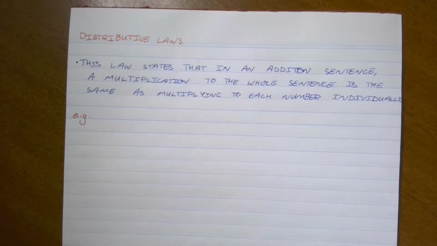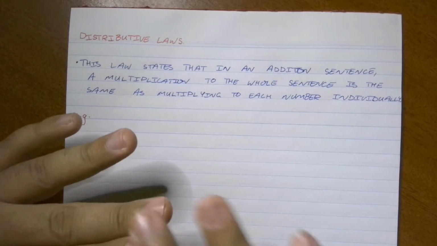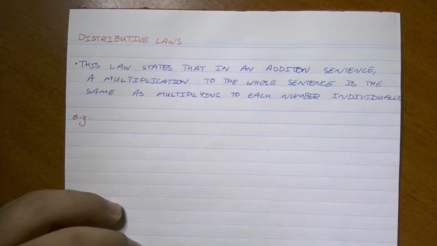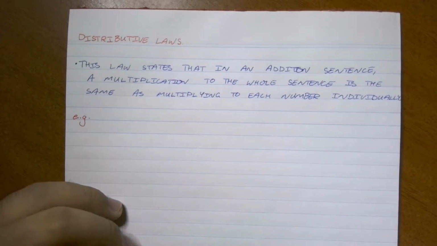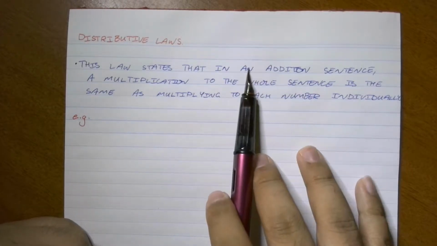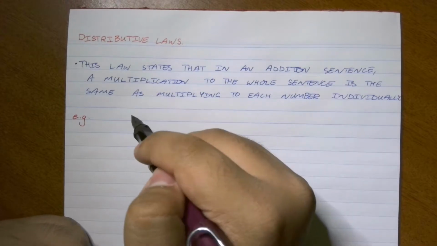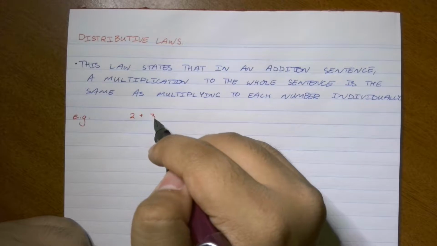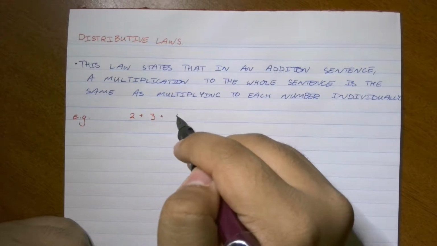This law states that in an addition sentence, a multiplication to the whole sentence is the same as multiplying to each number individually. That seems like a very big thing to remember, so let's get a demonstration of what this might look like. Let's get an addition sentence. Let's say we have 2 plus 3 plus 4.